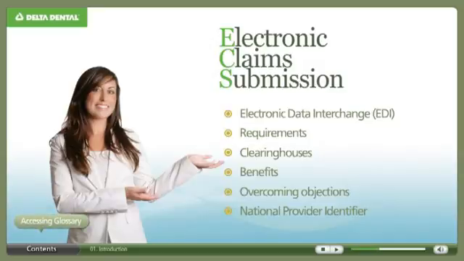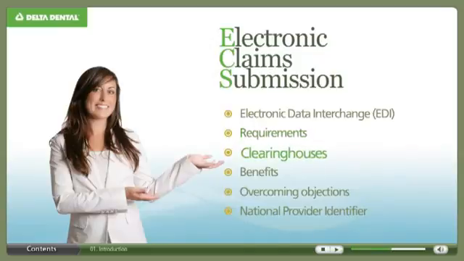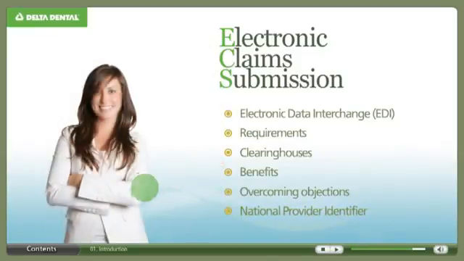Otherwise, the tutorial will cover the following areas: an introduction to electronic data interchange, what is needed to use ECS, the role of clearinghouses, a summary of key benefits, and how to handle some common questions and objections. The final section provides all you need to know about the National Provider Identifier. At various stages, there are checkpoints to test your knowledge. You can use the Contents menu to move back and forth to revisit a particular topic.